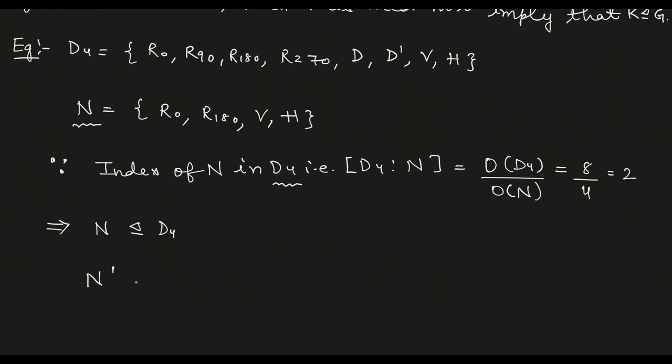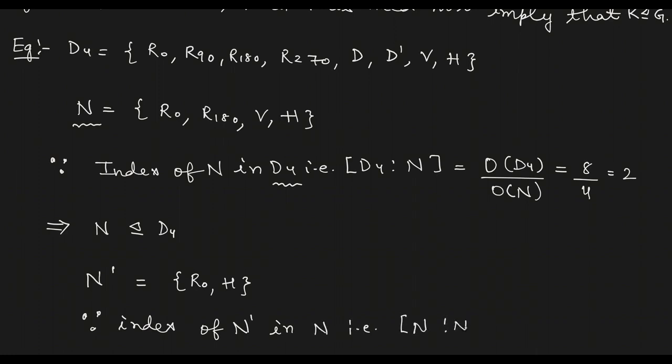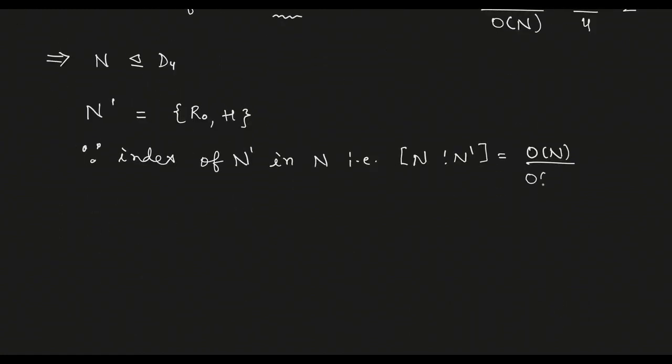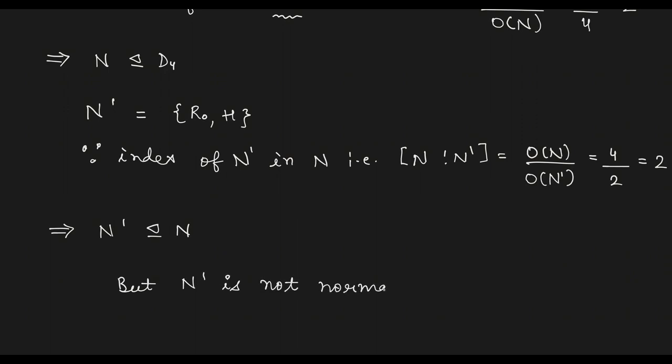Now if I take N dash, this is {R0, H}. Now index of N dash in N is equal to order of N upon order of N dash. Order of N is 4, order of N dash is 2, so index is 2. This means that N dash is a normal subgroup of N, but N dash is not normal in D4.